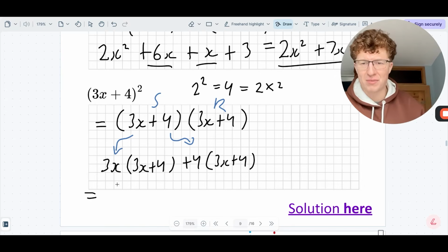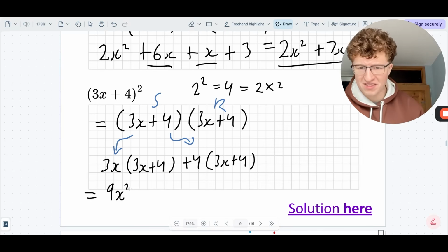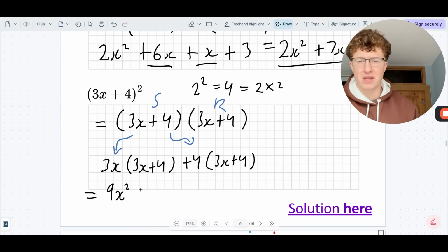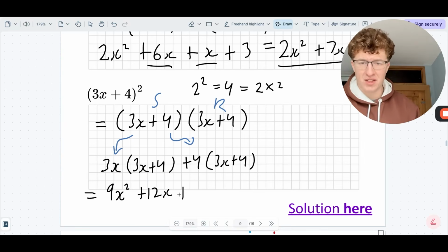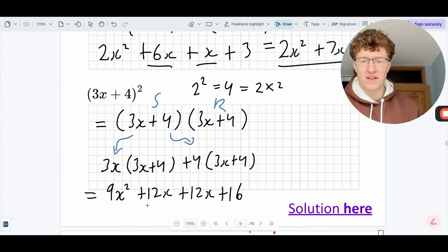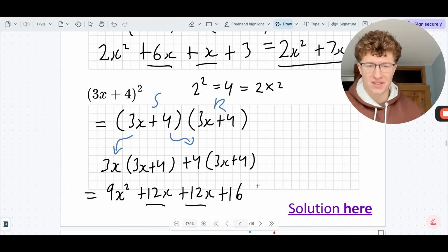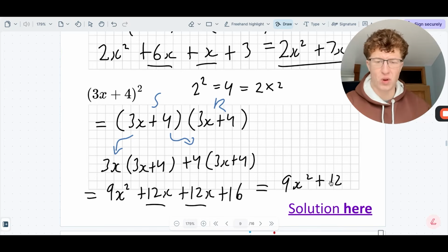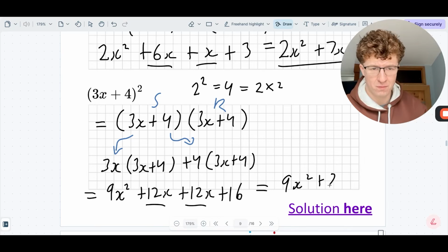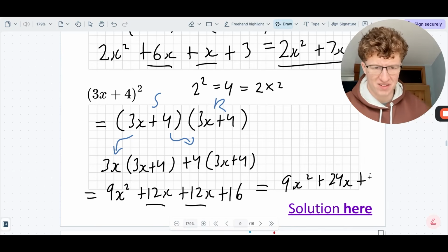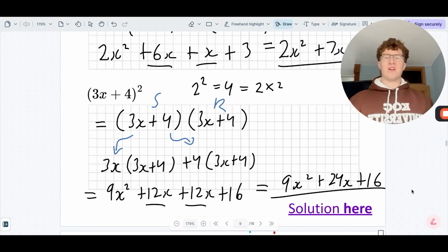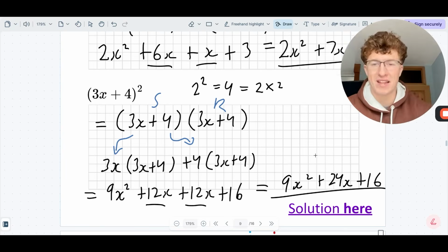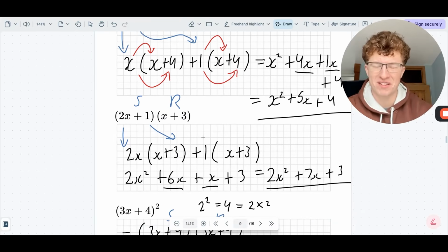We're going to have 3x times 3x is going to be 9x squared. Then we're going to have the 3x times the 4 is going to give us 12x. 4 times 3x is going to be another 12x. And then the 4 times the 4 is going to give us 16. Final step, we can add these two x terms together and get 9x squared plus 24x plus 16. And that's that question done. So just remember, if you're multiplying brackets, it's always going to be split and repeat.